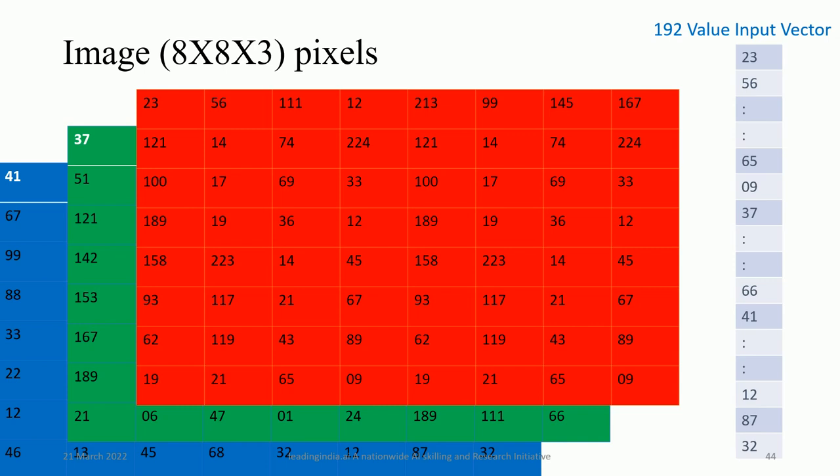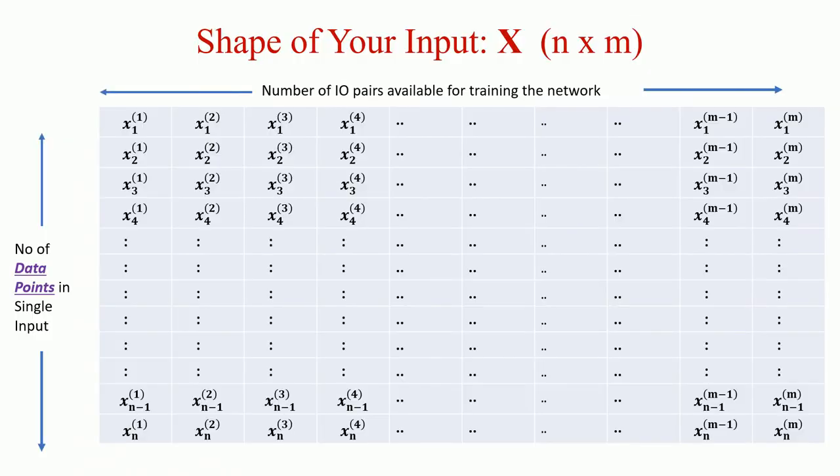But actually, let me complete this first. If we have multiple inputs of this type, there will be more images for training purposes. If we have m images, all the images are arranged in a column fashion, and the pixel values of an image are arranged in a row, right? This is how we get a matrix of m cross n containing all the input images with their corresponding values. These can be features if we take normal data, and pixel values if we take image data.